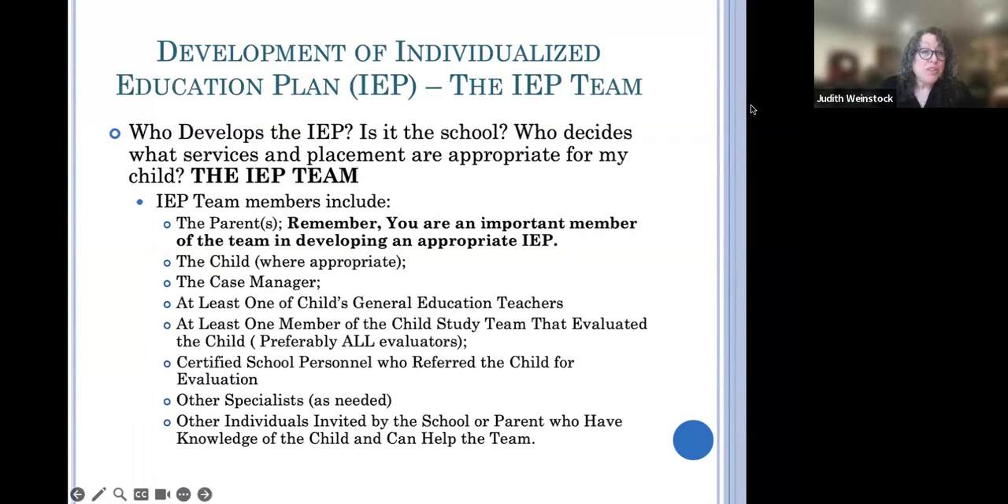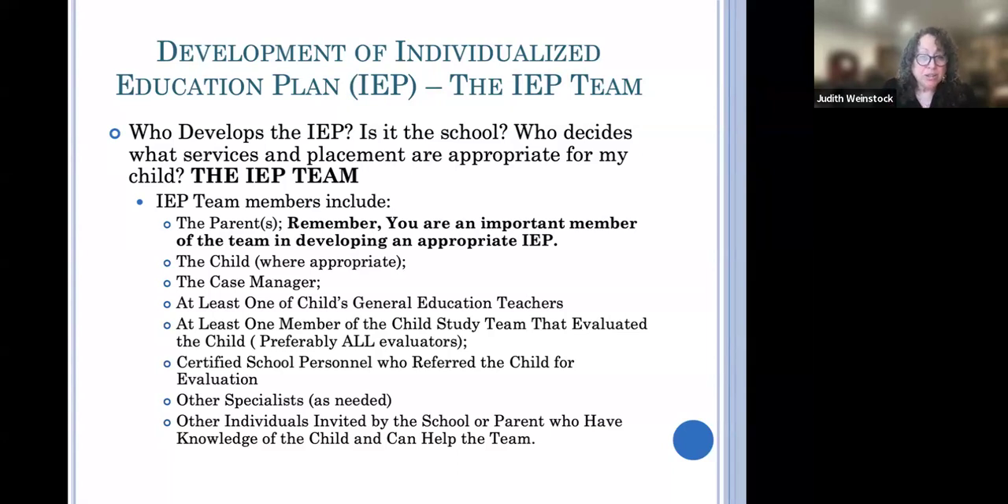So who develops the IEP? This is a very important part of the law. The IEP team, and it is just that, a team, is made up of not only members from the district staff, but most importantly, you are members of the IEP team, and you're an important member as part of developing an appropriate IEP for your child. The child is also a member where it's appropriate. That's usually dependent upon age and cognitive ability and the ability of the child to engage.